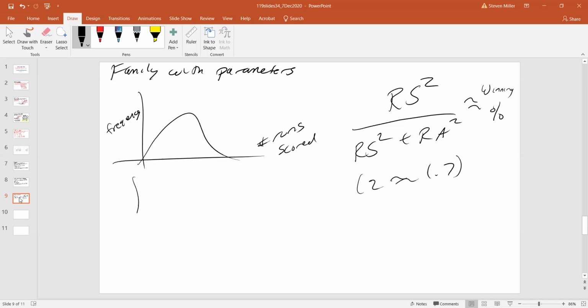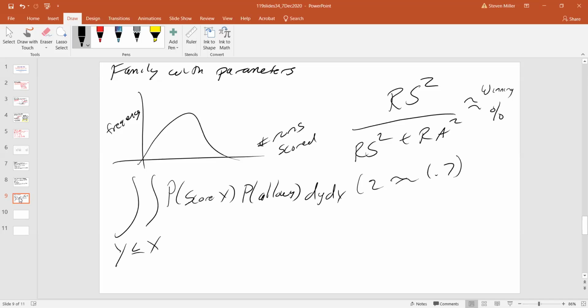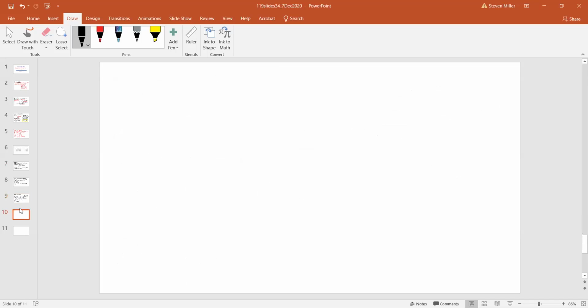We want to do a double integral of the probability we score x times the probability we allow y, dy dx, and do it over the range y less than or equal to x. So maybe x goes from 0 to infinity, y goes from 0 to x. Yes, this allows for a tie game, but because we're doing a double integral, the area of a tie game is essentially 0, so it doesn't matter. So it all comes down to, can we find a closed form expression?